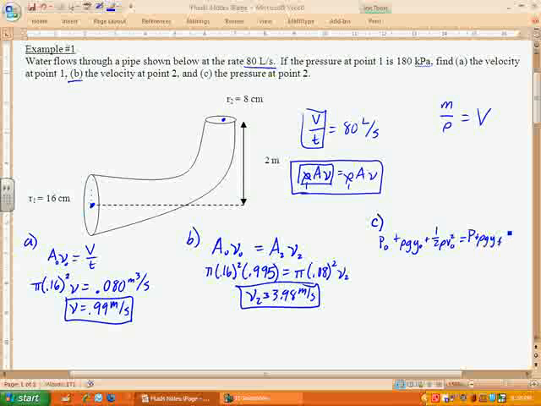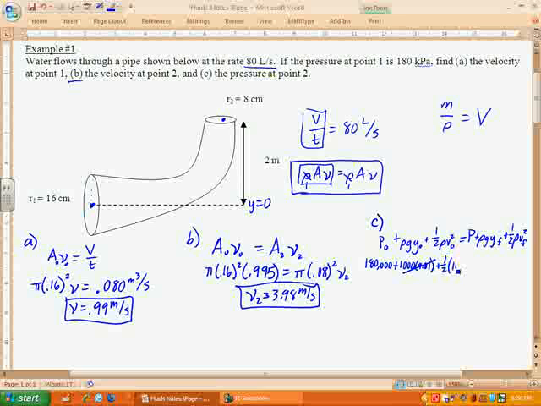Okay, now the initial pressure is 180 kilopascals, so 180,000 plus the density. Now this is water, so water is 1,000 kilograms per meter cubed times 9.81 times the initial height, which we're going to say is 0 because that's my lowest point, so that term will actually go away, plus 1/2 times the density times the initial velocity squared, which was that 0.99.